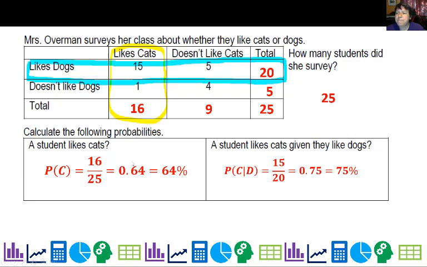And you can see that liking cats and liking dogs is dependent again because the probability of liking cats is higher if we know they like dogs. Still lower than liking dogs, which is true.